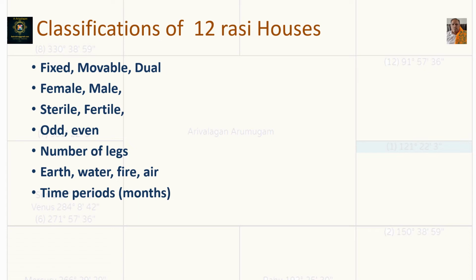And then based on number of legs, the Rasis are also classified. Then Rasis are classified according to earth, water, fire and air. And there are some time periods assigned to each Rasi in months. So that also you can understand in this classification.